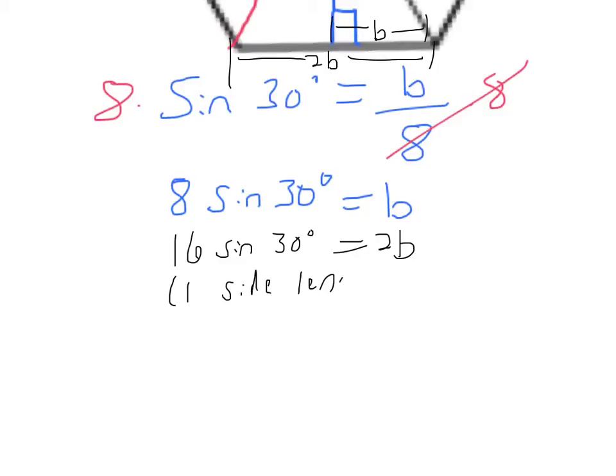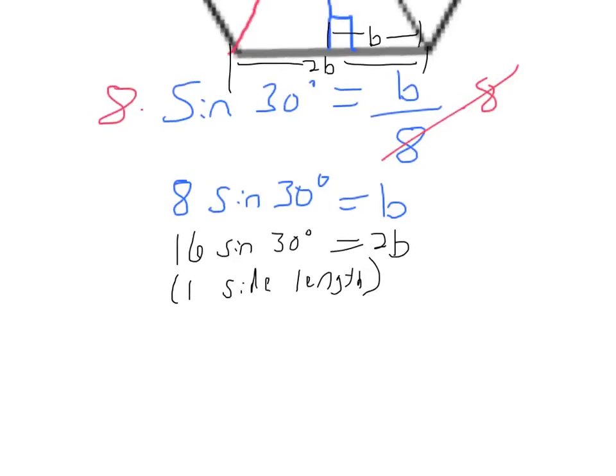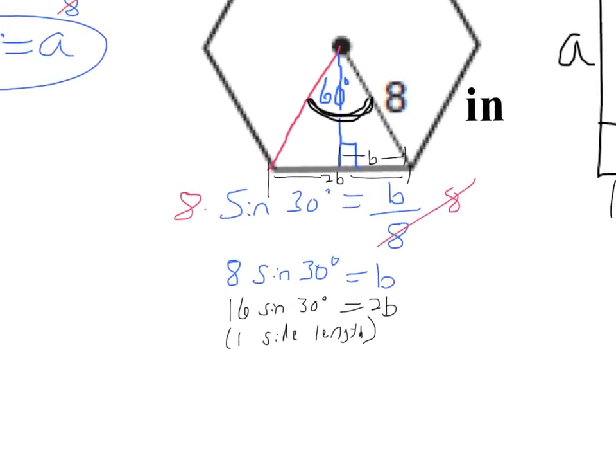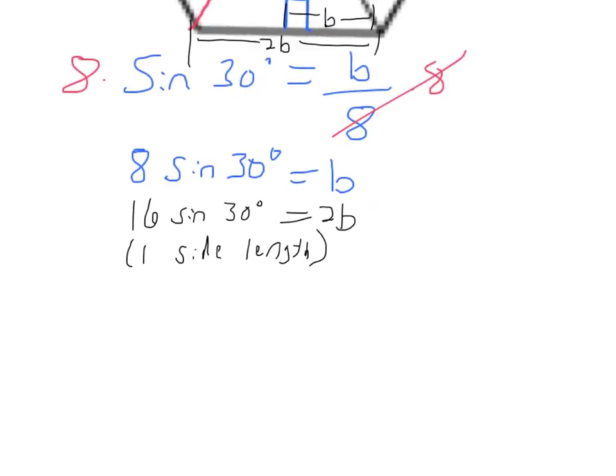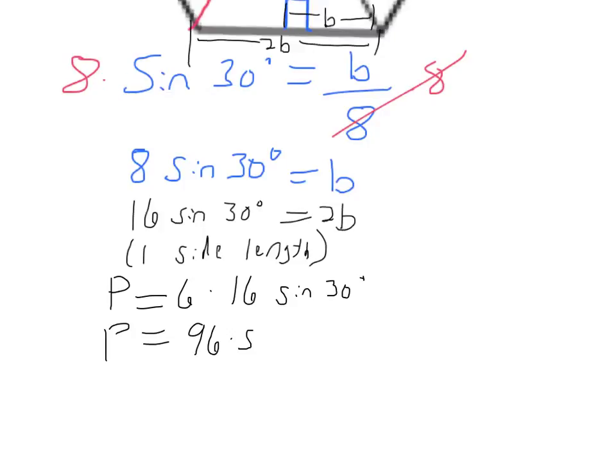I'm just going to make a little note here. So that's one side length. Now how many sides are there on this shape? This is a hexagon, so there are 6. If I want the whole perimeter, I'm going to have to take 6 times that side length of 16 sine 30. I can actually multiply 6 and 16. I get 96. And so that is my perimeter.